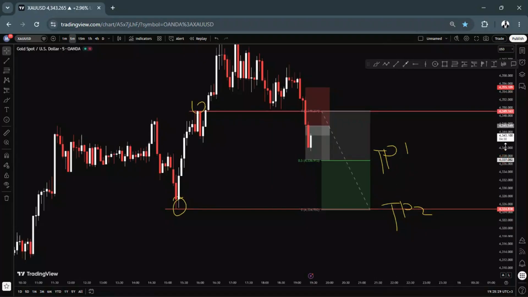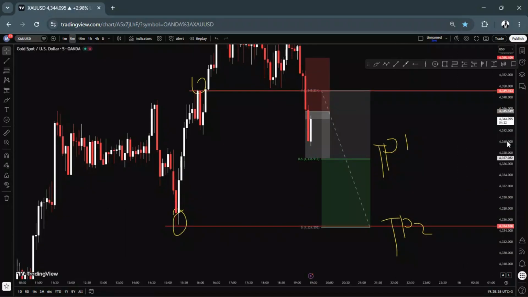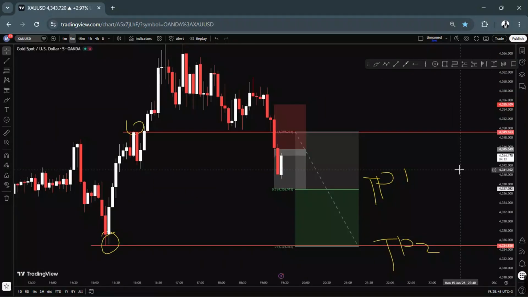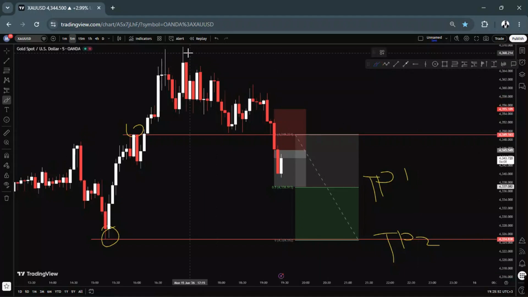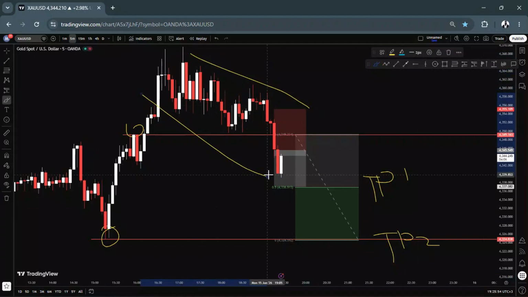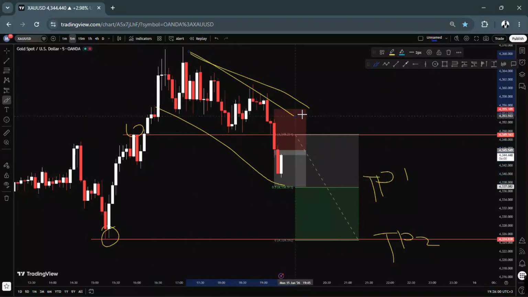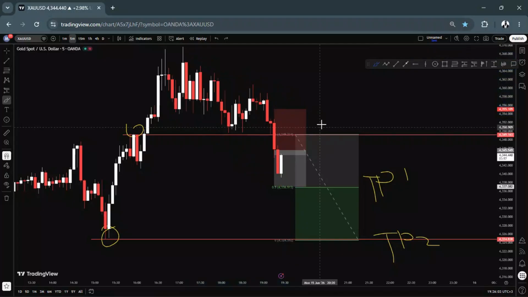All right, so now this is our setup right here. We have our TP1 set and we also have our TP2, but we're gonna target TP2. We're just going to target TP2. Okay, so you know what? I'm not going to share this with my team simply because I don't like this. I don't like this price action, okay?